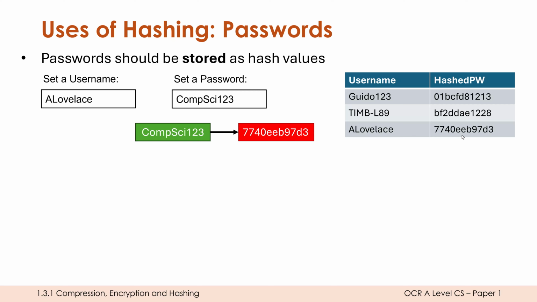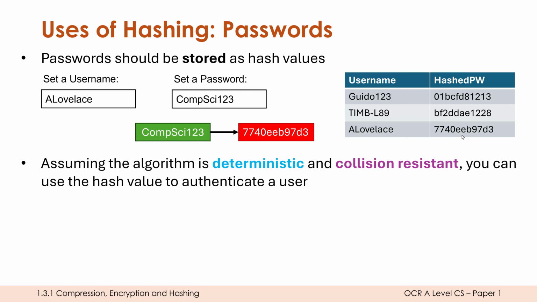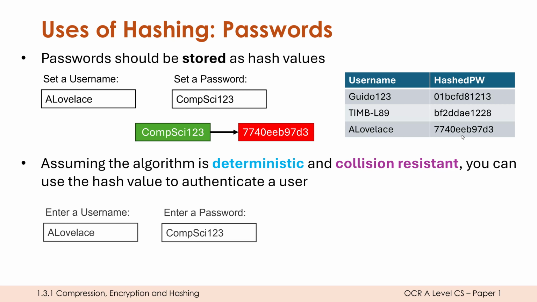And despite it being impossible for anybody to reverse it, we are able to use the hashed passwords to authenticate somebody, to tell if somebody is who they say they are. This is only possible if our algorithm is deterministic and collision resistant. I'll say more why in a second. But let's say later on, I go and log in. How does the program know I am the correct person? Well, I put in my username, I put in my password.